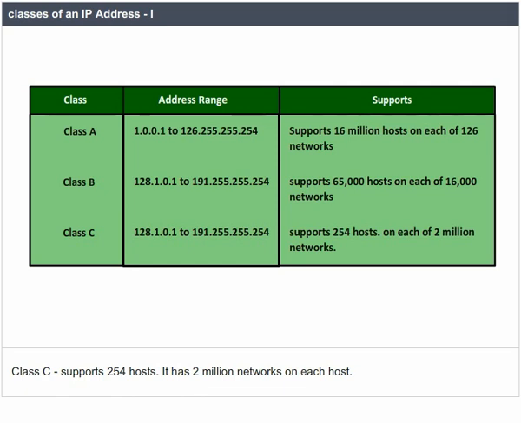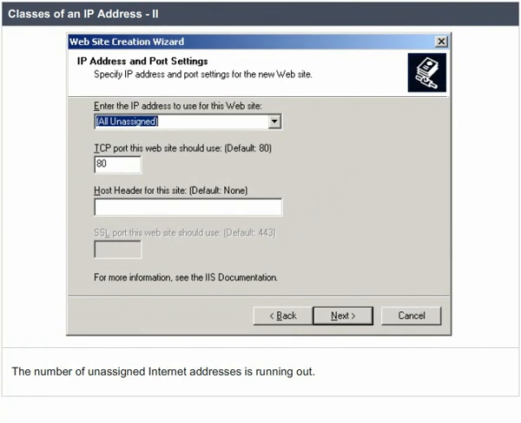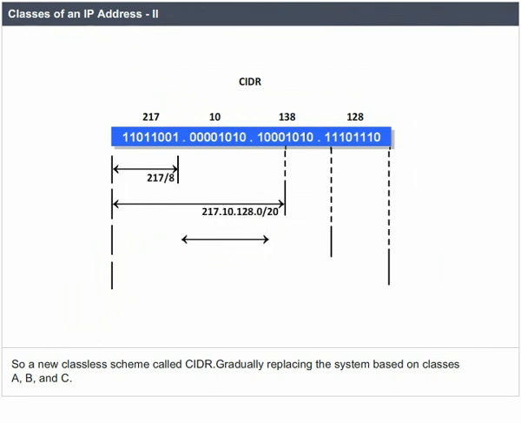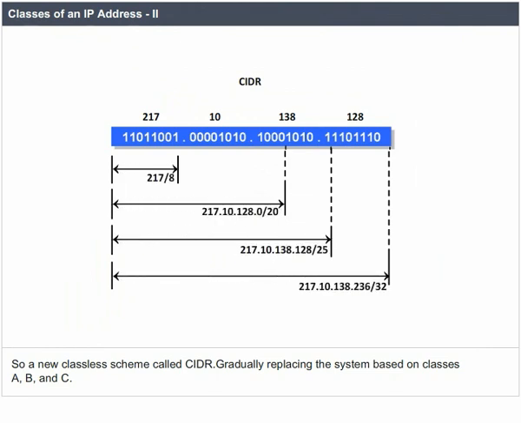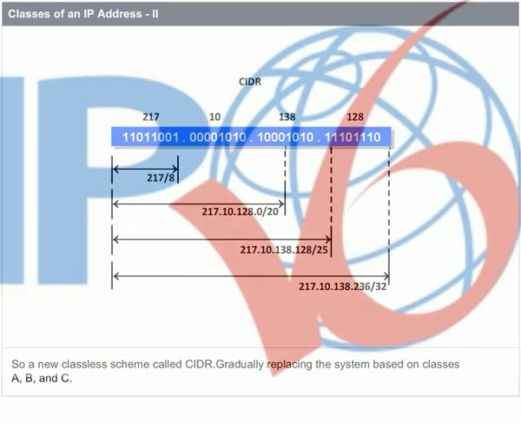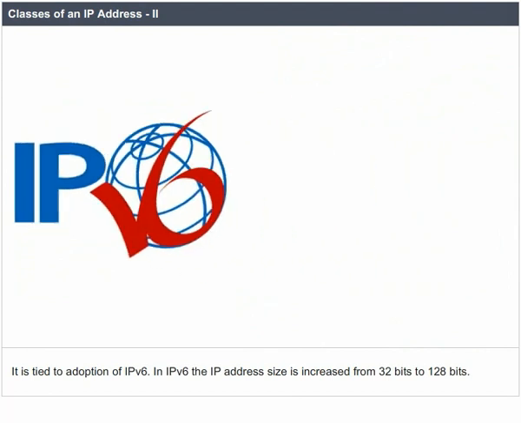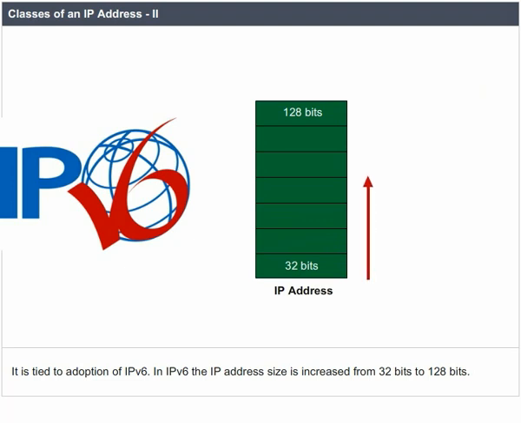The number of unassigned internet addresses is running out. So, a new classless scheme called CIDR is gradually replacing the system based on classes A, B, and C. It is tied to adoption of IPv6. In IPv6, the IP address size is increased from 32 bits to 128 bits.